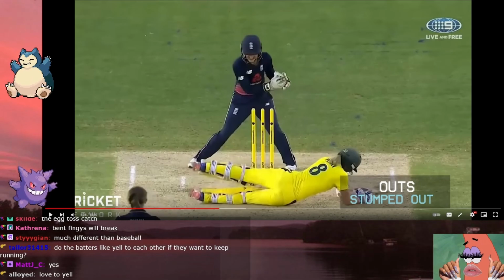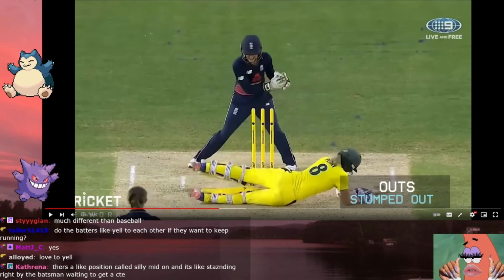Like there's some miscommunication between the two, where one wants to run, the other doesn't. One of them commits and the other doesn't, and then suddenly you're in a situation where you'll be run out. So clear, concise communication between you and your partner is one of the most important things about batting, and always having somebody whose call it is.